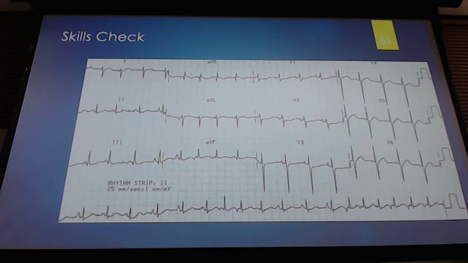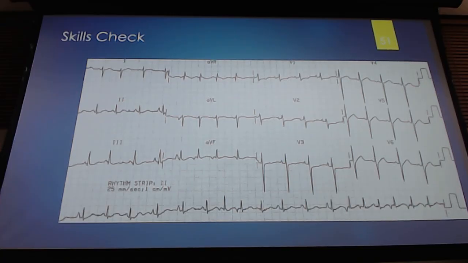All right, we're going to do a couple of skills checks and then we'll finish up. Okay, Caden Earl. Okay, sir. We're going to focus on the stuff we learned today. So when you're coming up with your differential, we're looking at that bottom rhythm strip. What do you think about that? So what is your rate? You say it's a tachycardic rate because that's the point of today's lecture. Tachycardic. Okay, so what's the next thing you want to figure out?